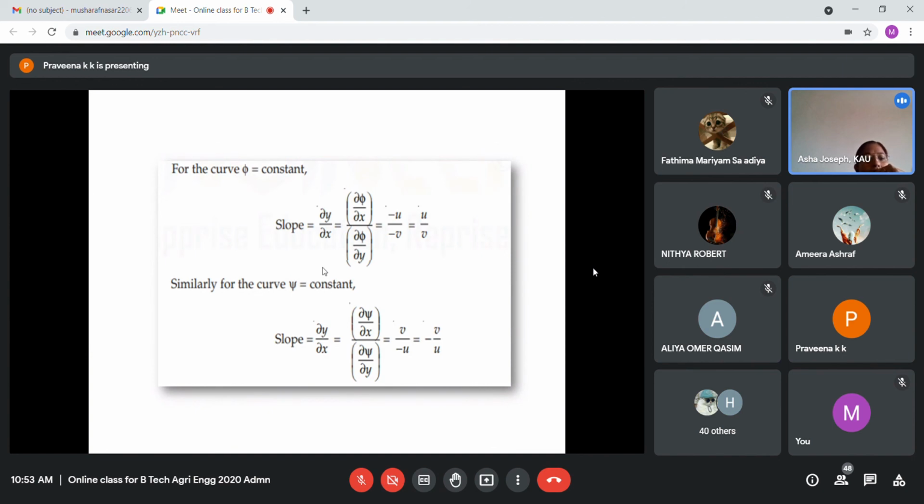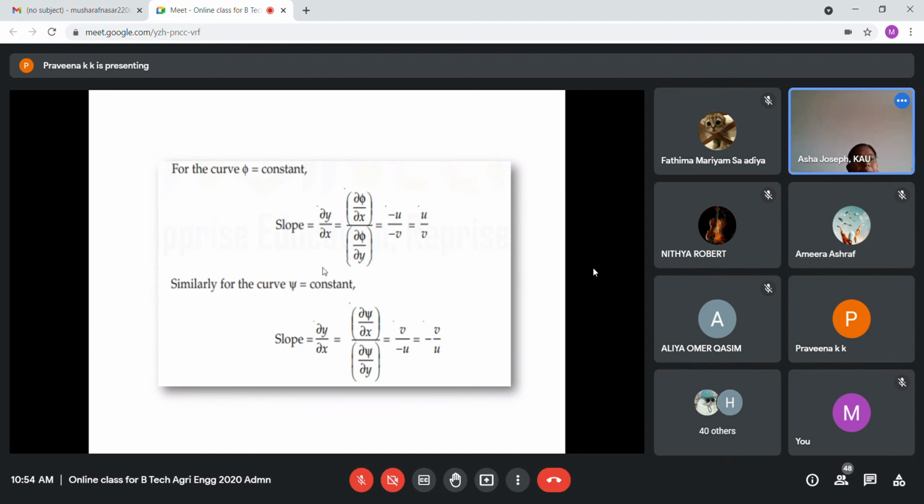Similarly, for the curve psi is constant, the slope is also dy by dx, equal to dou psi by this. From this, only these two remain and the dou psi gets cancelled. So you'll be getting minus v by u.